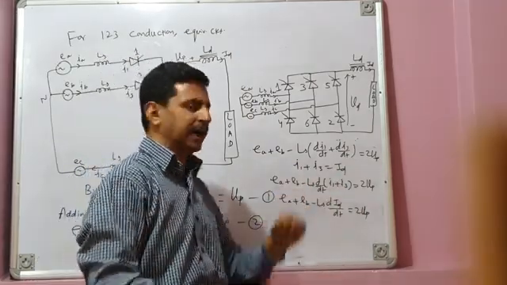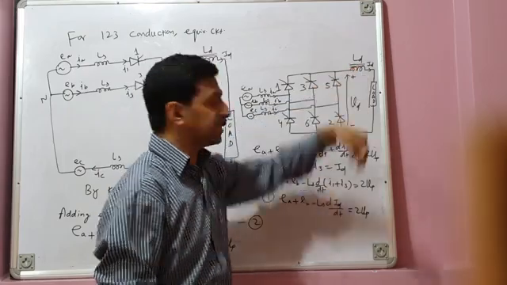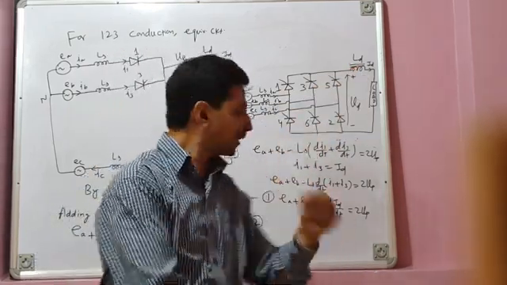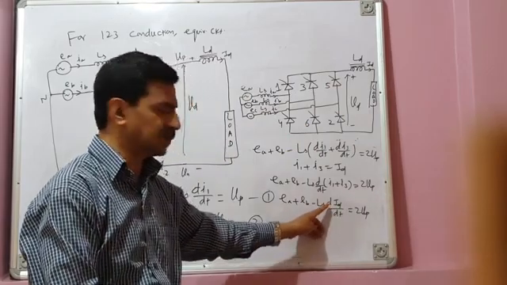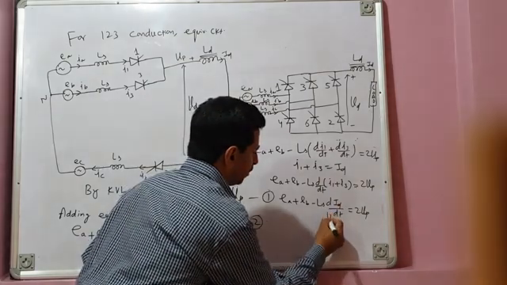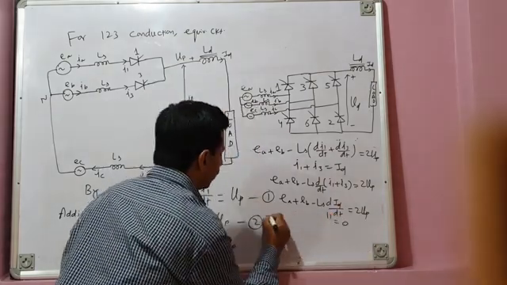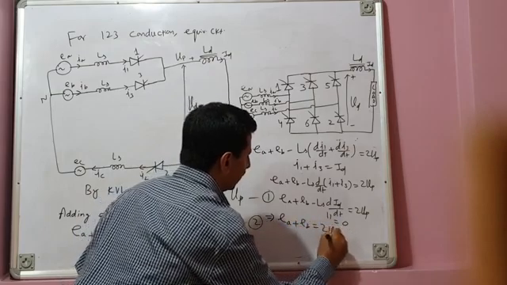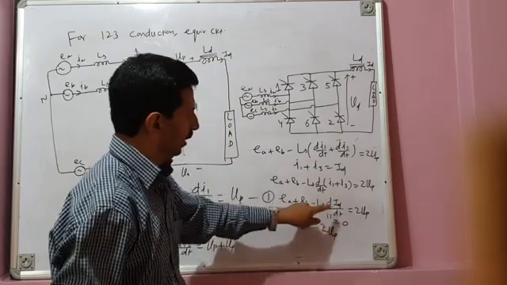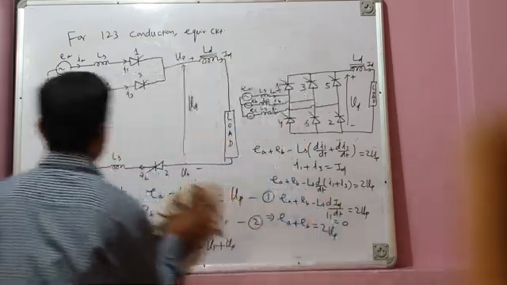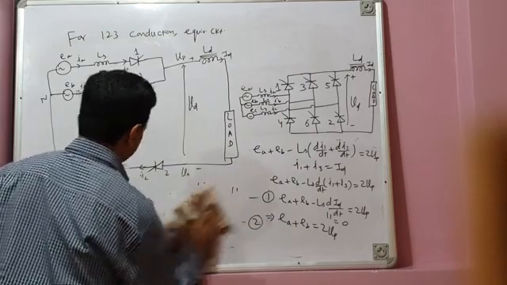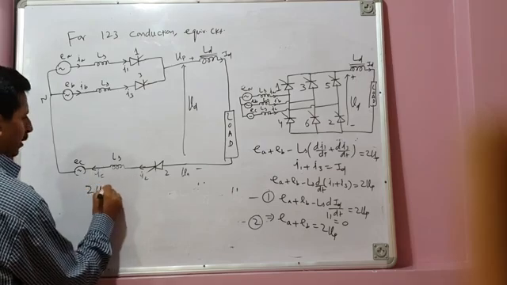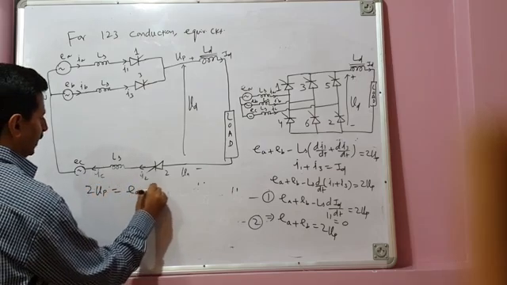Now what is this load current? Load current is ID and load current is constant. It is a DC current, absolutely constant. And what is the differentiation of a constant? It is 0. So this term is equal to 0. Therefore we get EA plus EB is equal to 2 Vp, because this dId by dt is equal to 0, so this term goes. So I get 2 Vp is equal to EA plus EB.